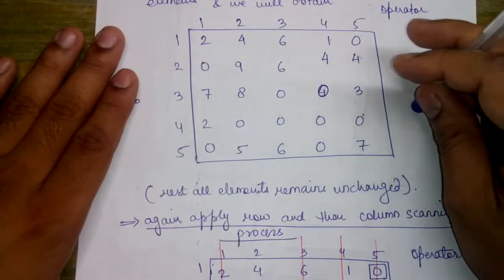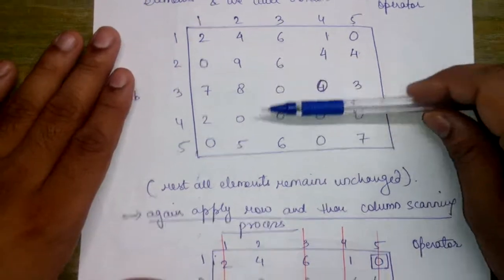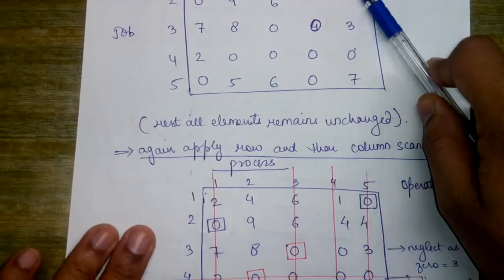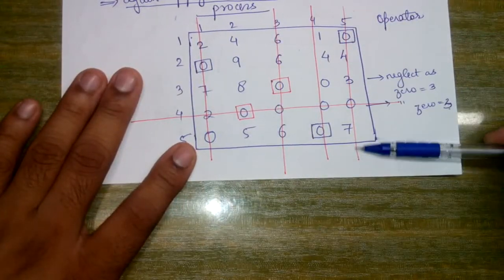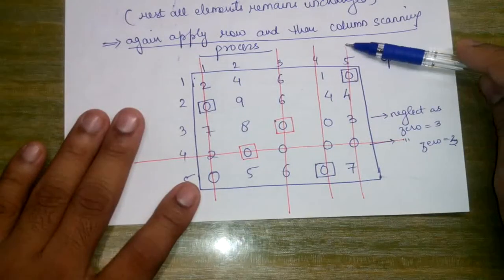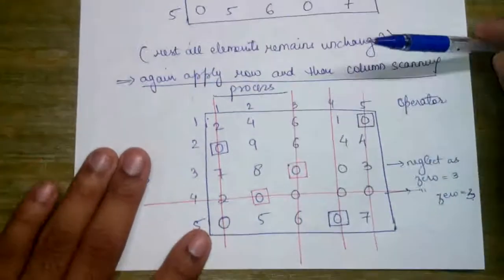Now by looking at this matrix, we will again go for the row scanning and the column scanning. When we go for the row scanning, in the first row we have this 0. So we will square this 0 and cancel out this entire column. Since we are going for the row scanning, we will draw the vertical lines, and when we go for the column scanning, we will draw the horizontal lines.